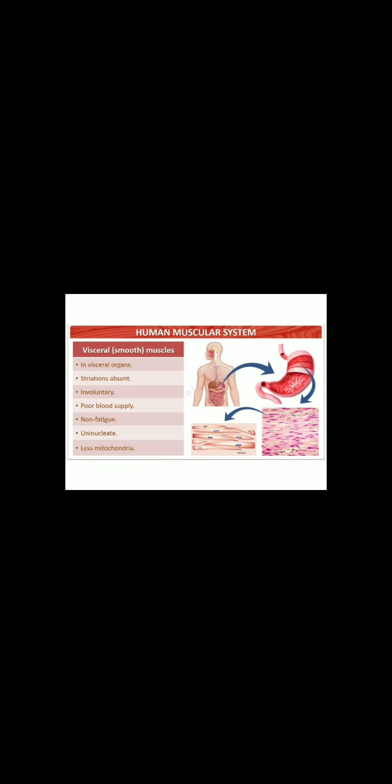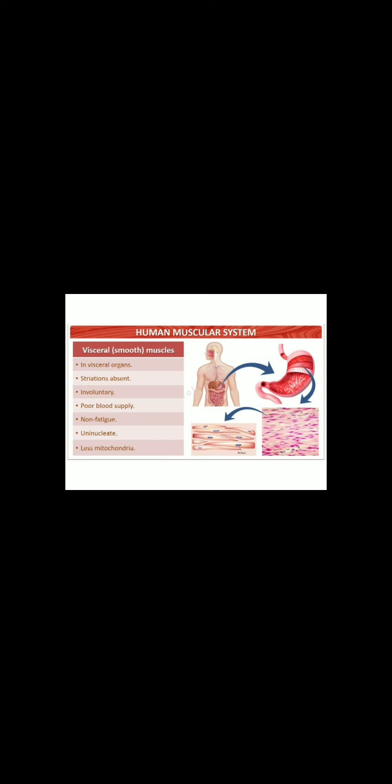The human muscular system firstly includes the first type of muscles, the skeletal muscles. They are attached to the skeleton. Striations are present, as we have studied earlier. They are voluntary, with rich blood supply, they fatigue, and the muscle fiber is multinucleate. Multinucleated, and more mitochondria are there in these particular muscles. You can check out how their arrangement is and where exactly they are seen.